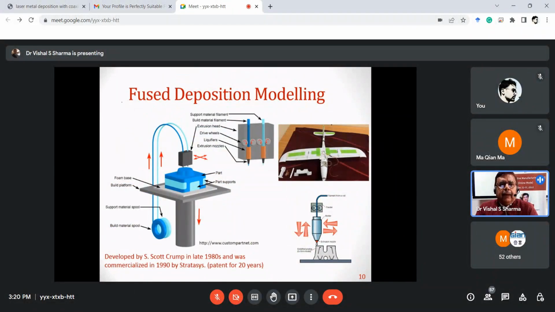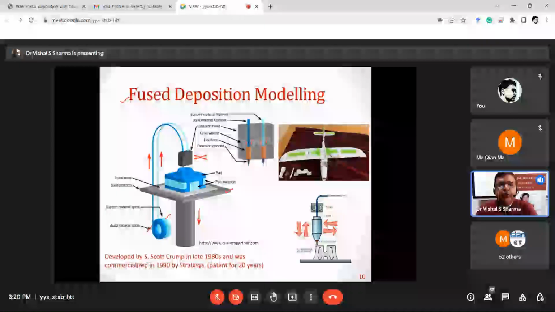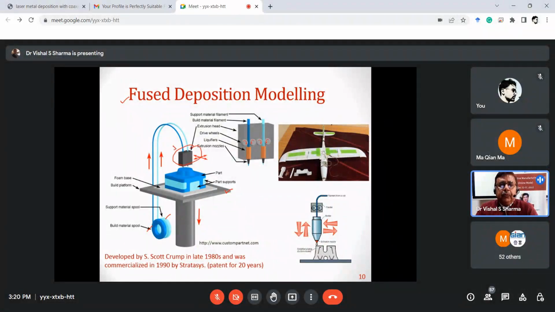Okay, so here in the domain of FDM, we now have many machines available with us. The process is pretty simple. We have a build platform, and there are two wires which are fed. The dark blue one is the main wire, the build stock, and the light-colored one is the support material. Both these materials come into the extruder, heat is provided, and the material is deposited on the platform layer by layer. Once one layer is done, the entire platform moves down and the process is repeated.